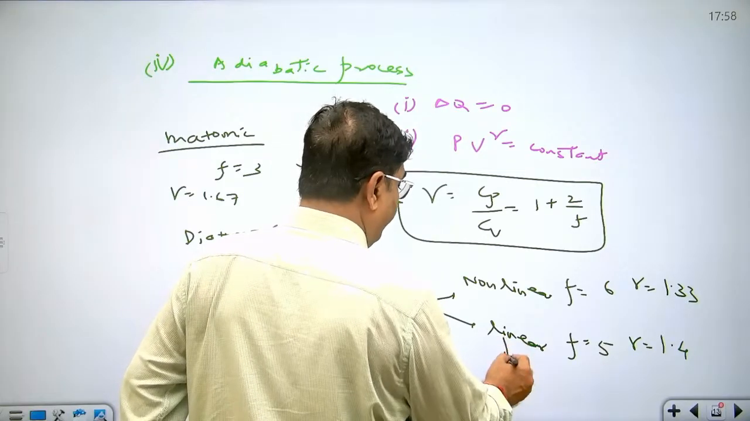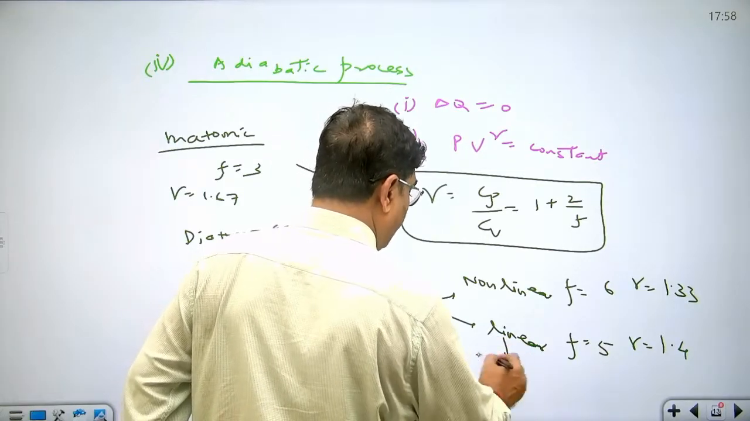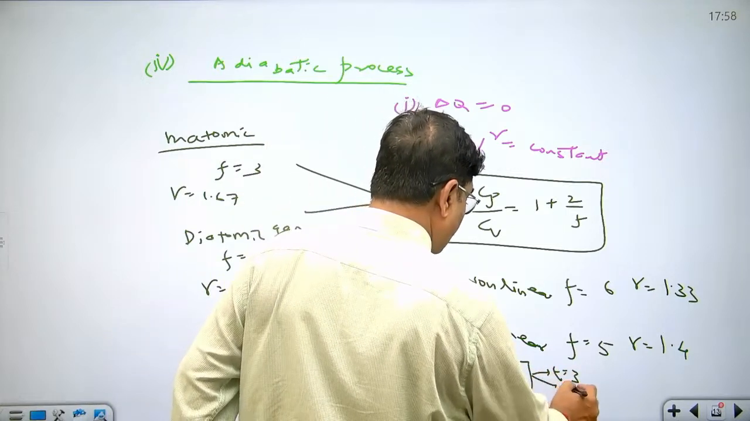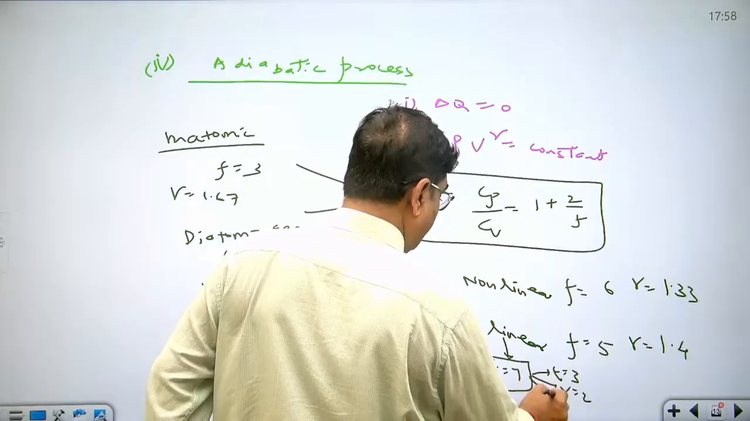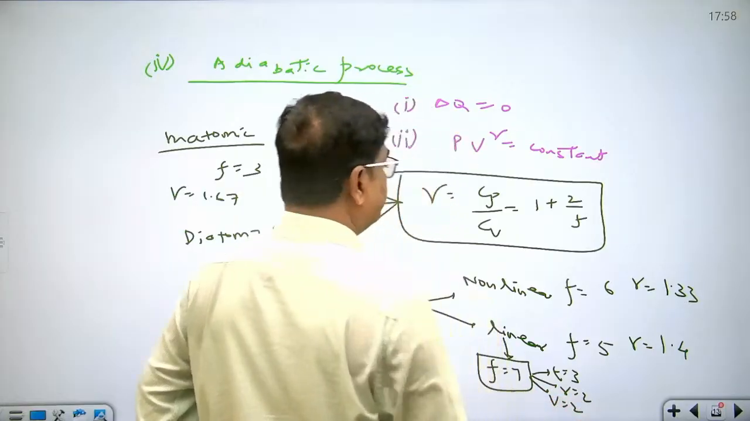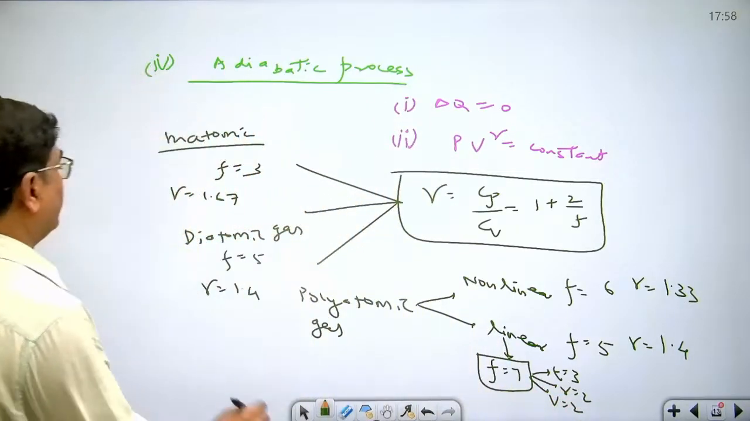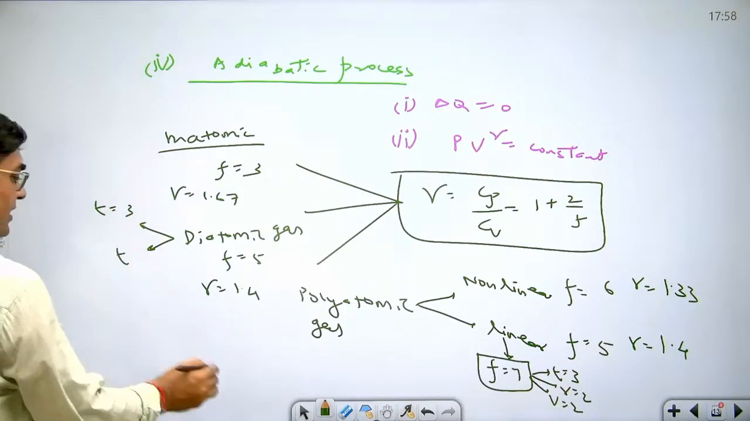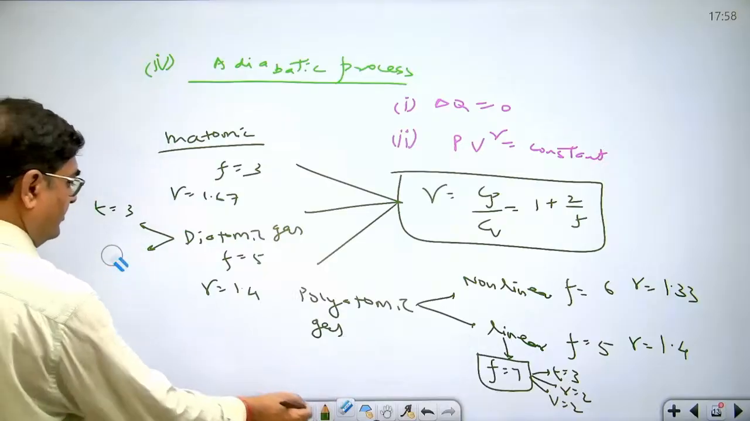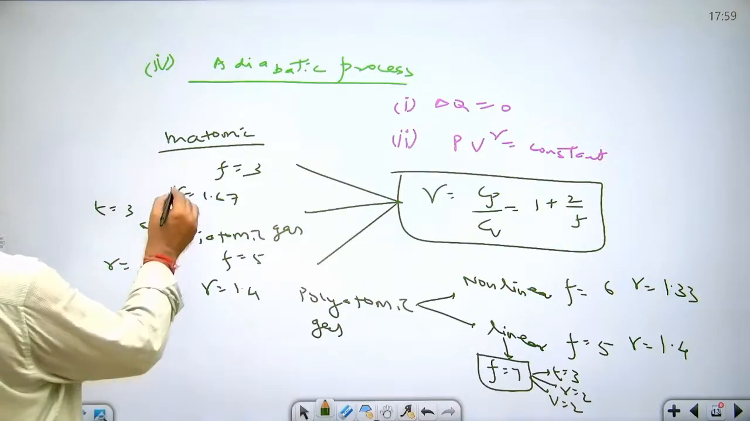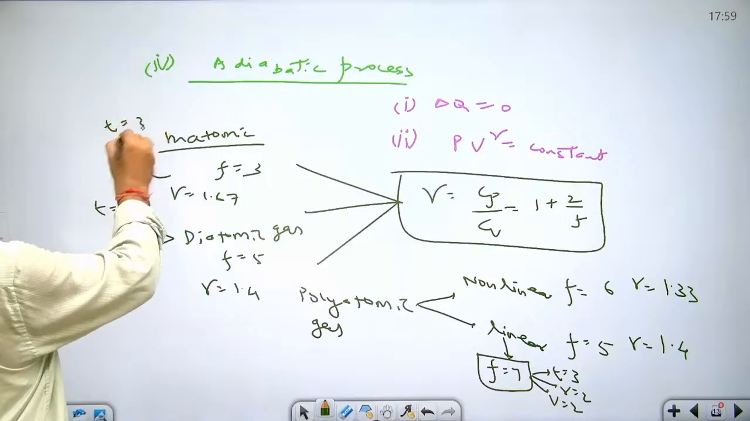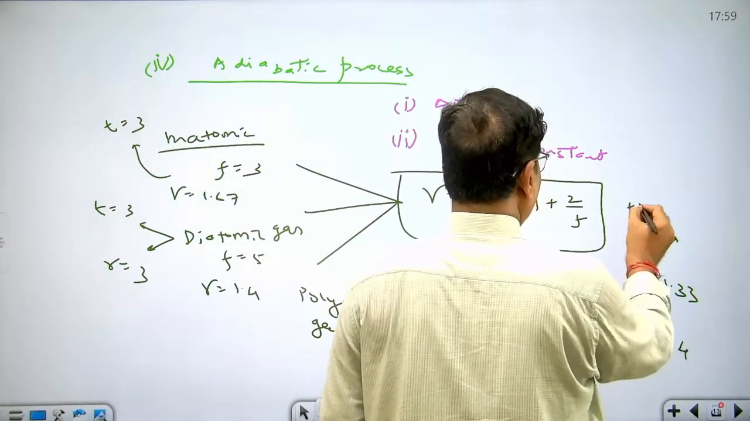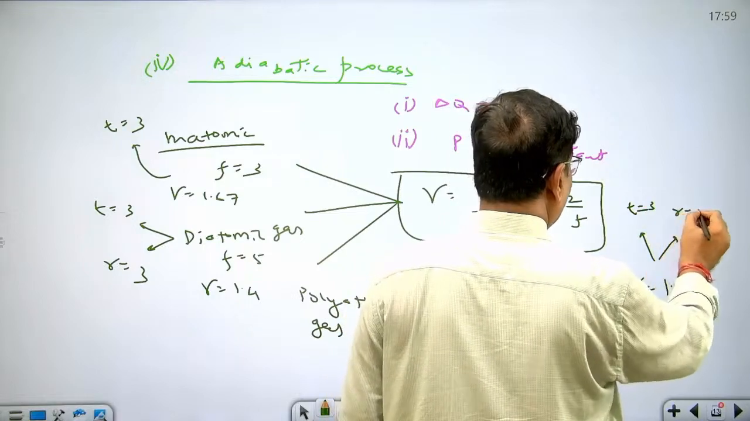If vibrational degrees of freedom are also taken into account, here degrees of freedom are 7. Okay, 3 translation, 2 rotation, and 2 vibration. Okay. And here what is the picture? Here 3 translation and 3 rotation. Here all the 3 are translational. Here what is the picture? 3 translational and 3 rotational. Okay.